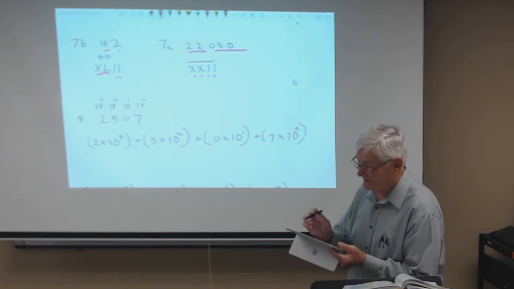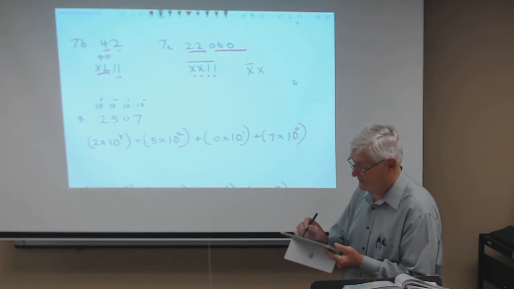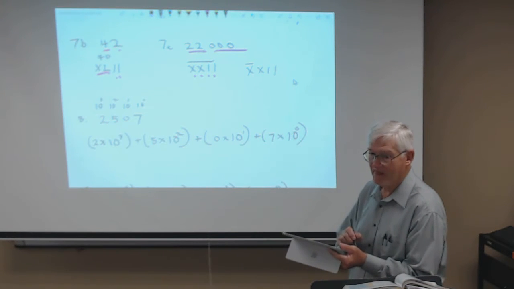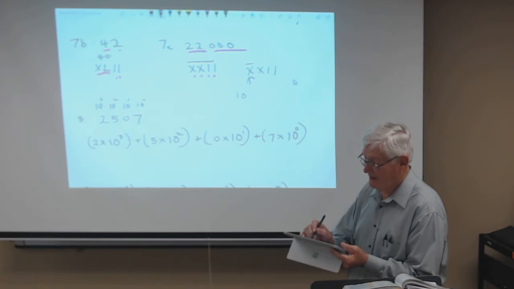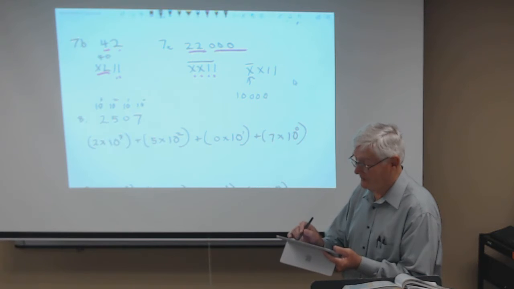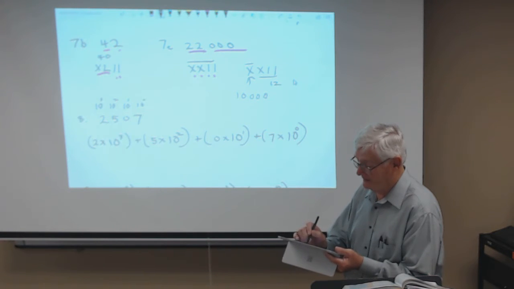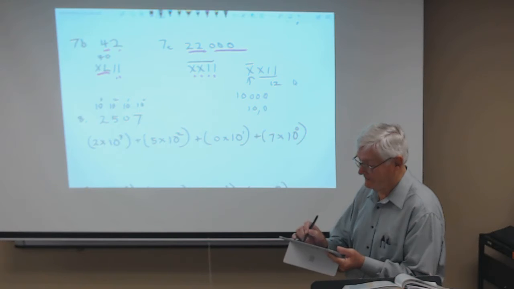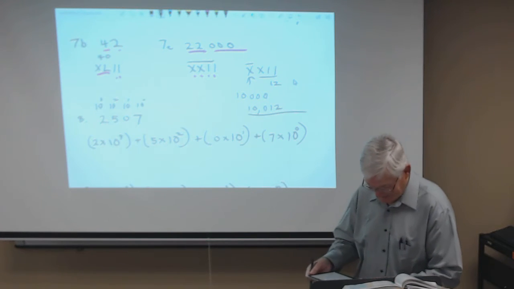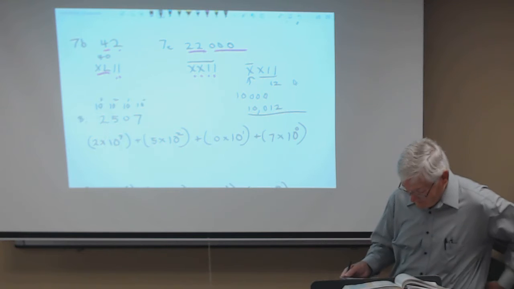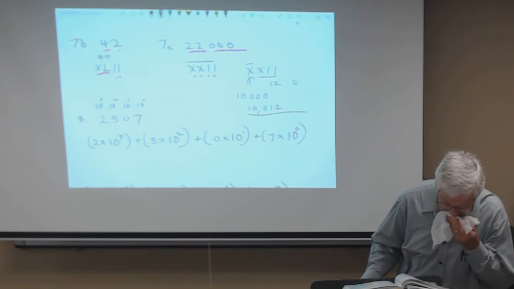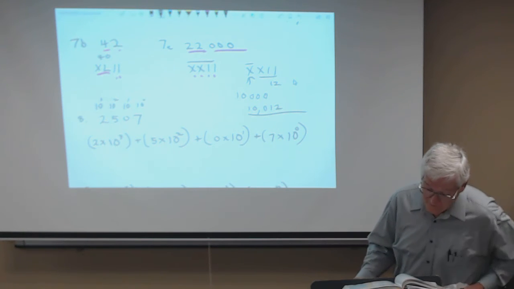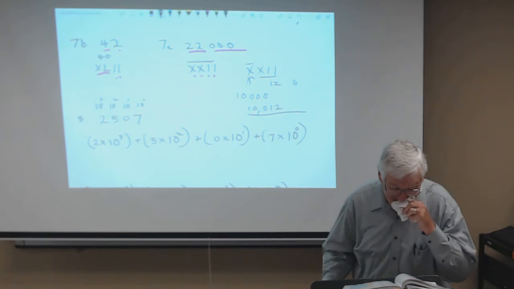What would this mean, just for fun? What would that mean? What would this be? It's 10,012. 10,000. And then this would be 12. So that would be 10,012. You like that? Isn't this stuff fun? Well, what's number 8 say to do? Write the following in expanded notation.